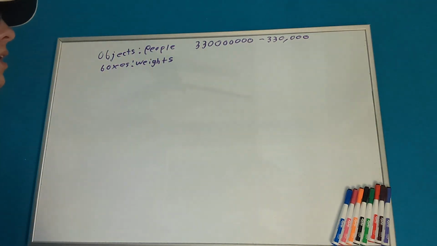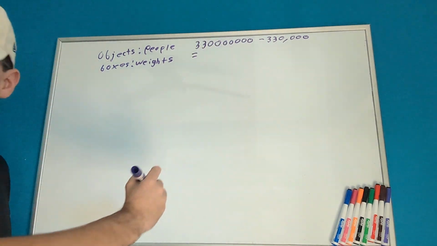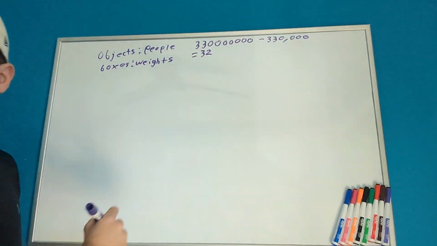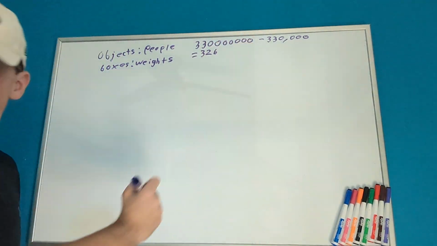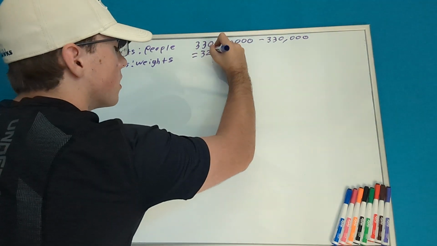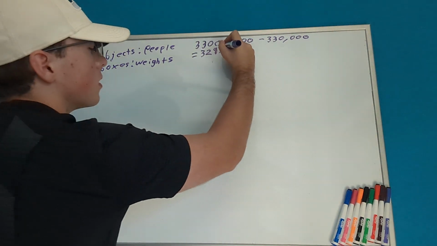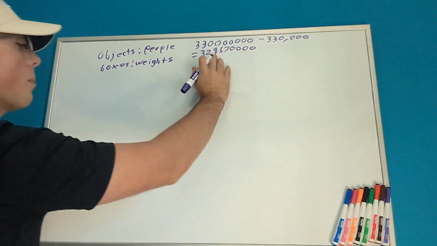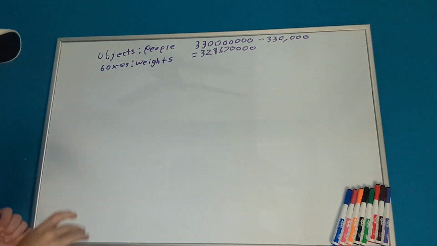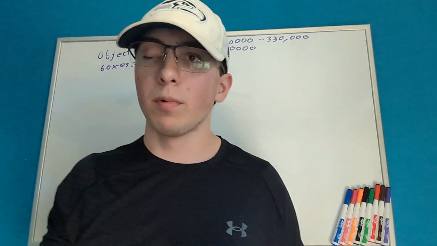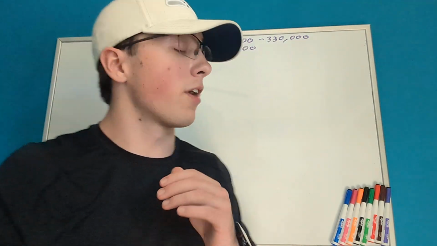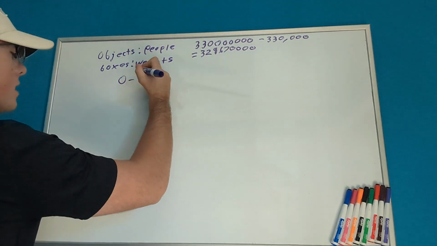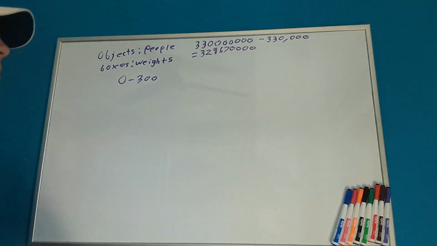330,000 people. So when we subtract this, what do we end up with? We end up with this number here. So now we know exactly how many people we are working with, and what is the weight range? Well, the weight range, like we just said, is going to be from 0 to 300, because we just got rid of all the people from our population who are over 300 pounds.